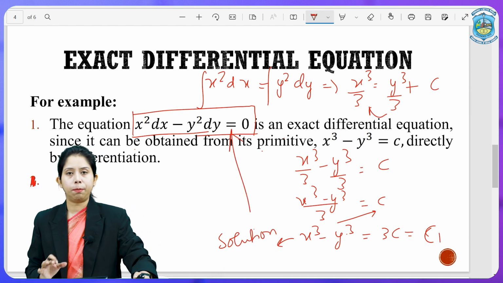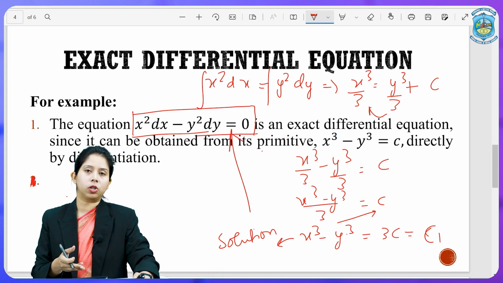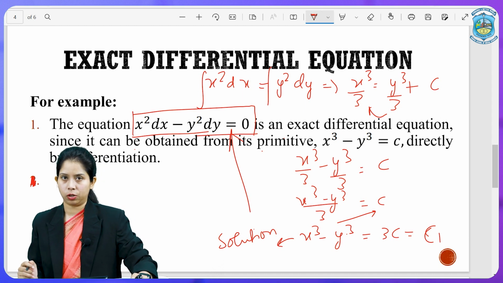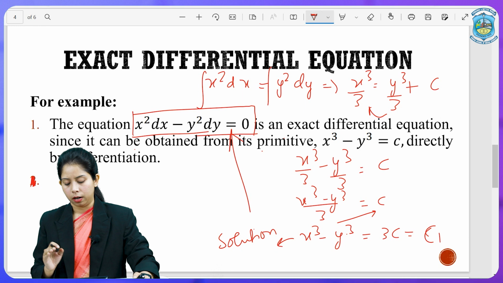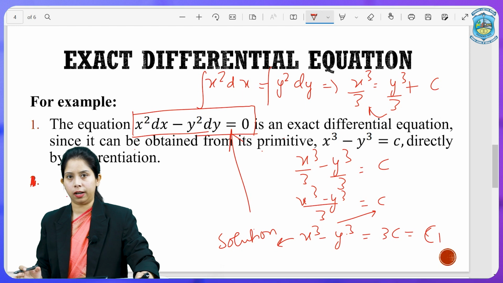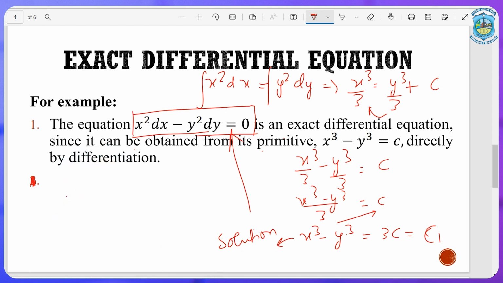Now if by simply differentiating we get the same original differential equation, then the differential equation can be called an exact differential equation. So initially it is a differential equation, but only those differential equations which can be obtained from their solution by simply differentiating will be called exact differential equations. So here we have the solution. Now by simply differentiating it with respect to x on both sides. Here we are differentiating x cube minus y cube is equal to c1. 3c can be substituted by c1, which is also a constant.